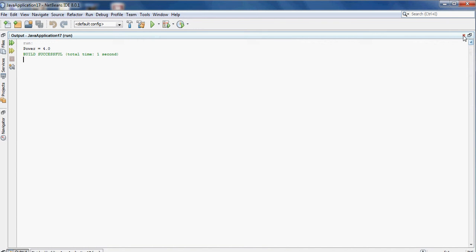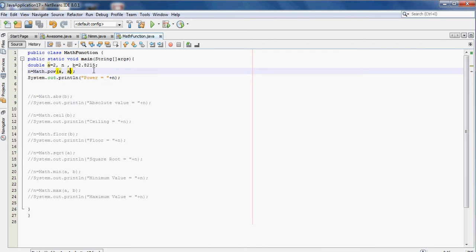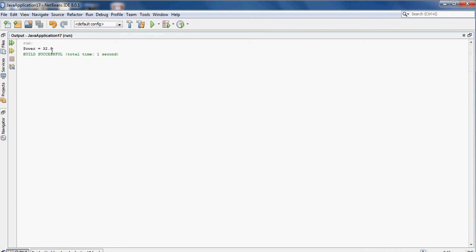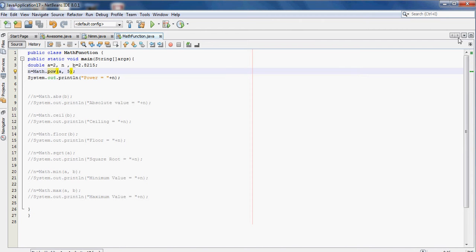See? You can also do it like this. You can just give a number. It doesn't have to be a variable. 2 power 5 is 32.